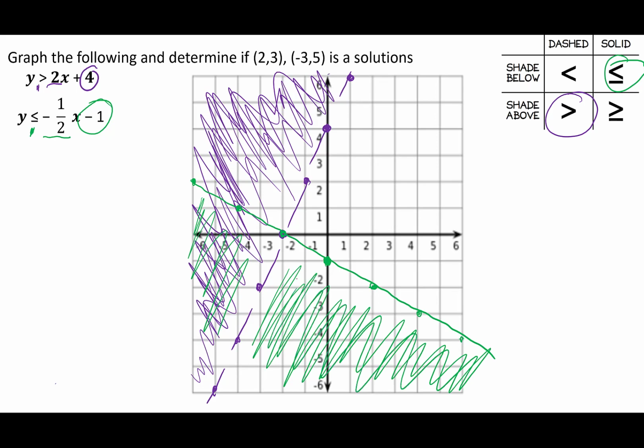All right, so we're looking at these 2 points. Are they solutions? So for them to be solutions, we need them to fall in this area over here. So let's look at the first point, 2, 3. Well, 2, 3 is obviously not a solution because it doesn't fall in any of the shaded area. All right, -3, 5. Well, it's a solution to our top inequality, but it's not a solution to the bottom, so it's not a solution to both.